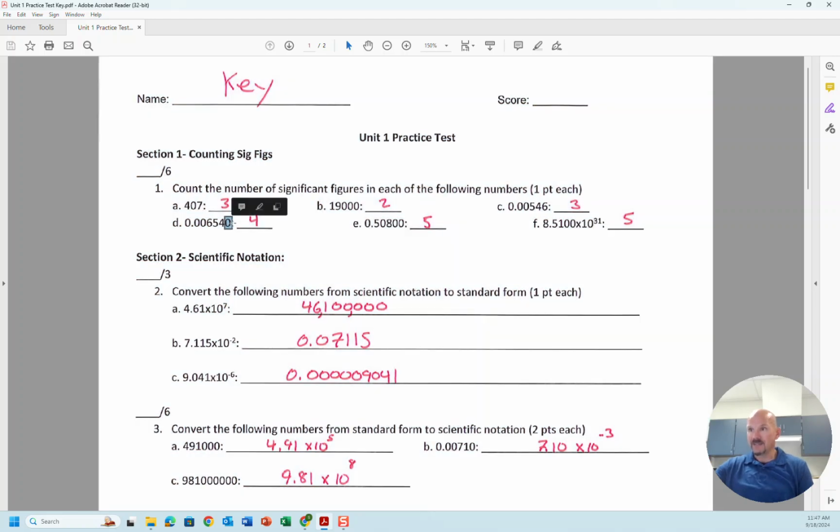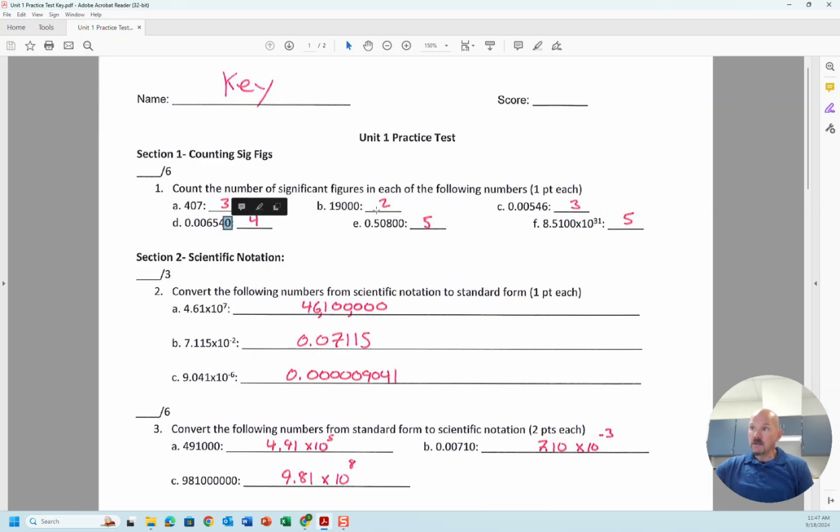And the reason why this 0 is significant is because I actually see the decimal point, okay, where we didn't see it over here. We know where the decimal point is, they just didn't write it. So over here, those trailing zeros not significant, but over here, this trailing 0 is significant. So that's why this number has 4 significant digits, okay?